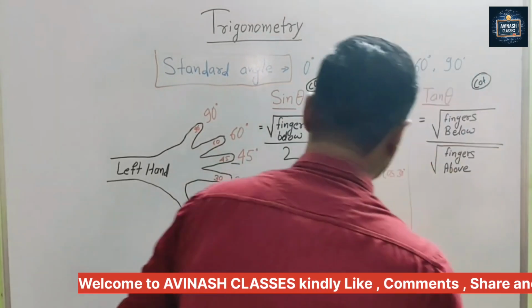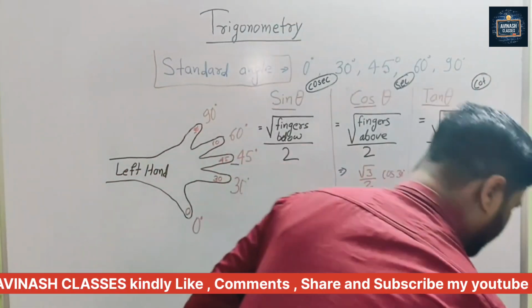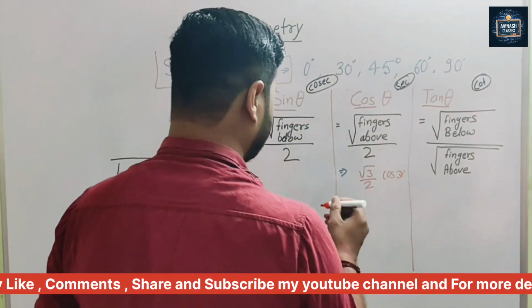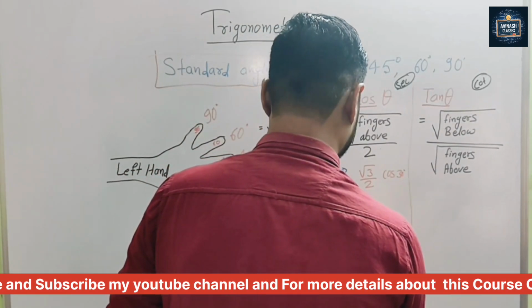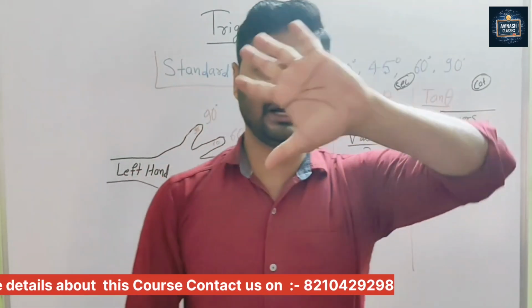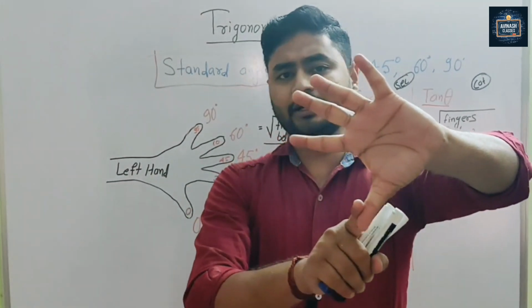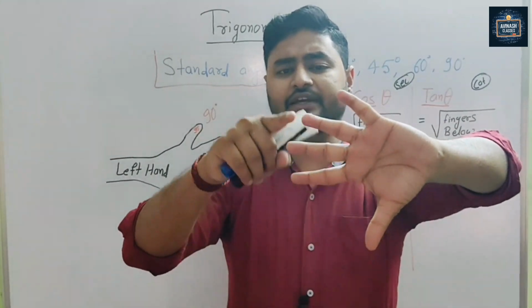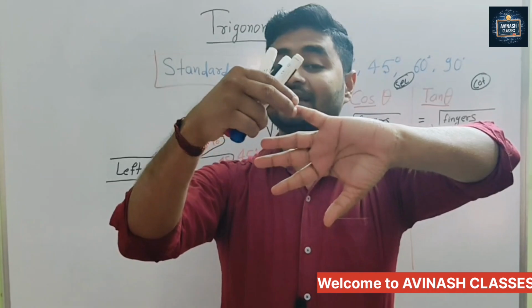Okay. Like that we can practice. Any other example we can check, no problem. Suppose that you are taking the cos 90. So now this is our left hand. So 0 degree, 30 degree, 45 degree, 60 degree, sir. And this is 90 degree.